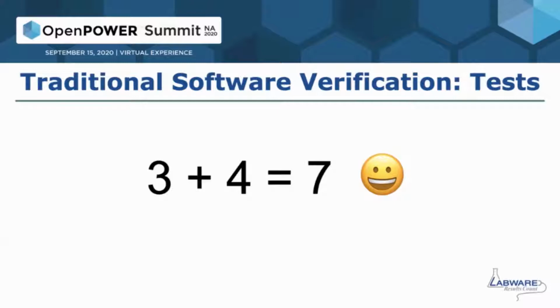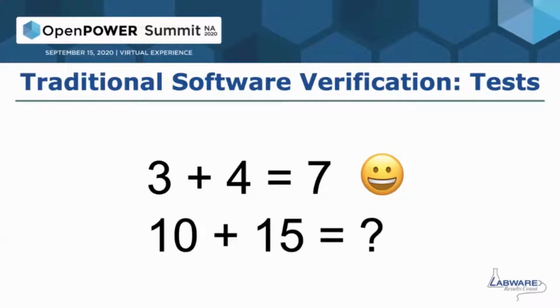Well, what about 10 plus 15? Does that work? I don't know, not from this test. What about corner cases? This doesn't tell me. So we have potential latent bugs. And these are exceptionally difficult, especially in something like an optimizing compiler.